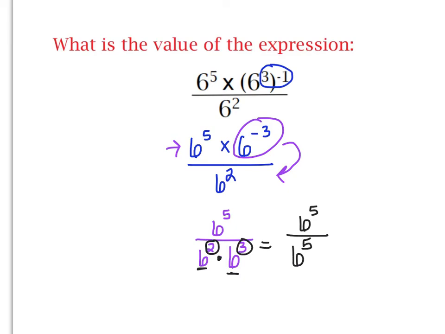6 to the second, if I'm multiplying, I'm going to add my exponents, 2 plus 3, and I get 6 to the 5th. I need to find the value, so I'm still going to use my division property. When I divide with like bases, keep your base, subtract your exponents. 5 minus 5 is 0. And this is a review. If you remember, anything to the 0 power is 1. If you don't remember why that is, go back to the video on dividing exponents, and it goes through why anything to the 0 power is 1.